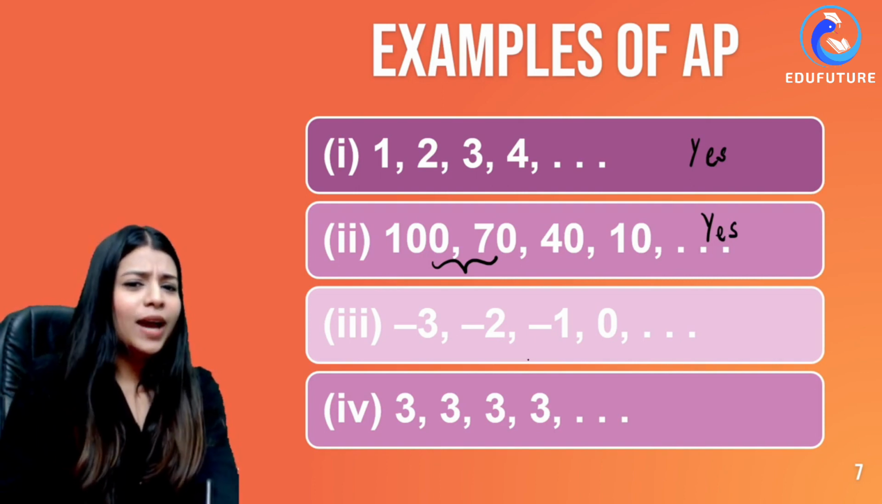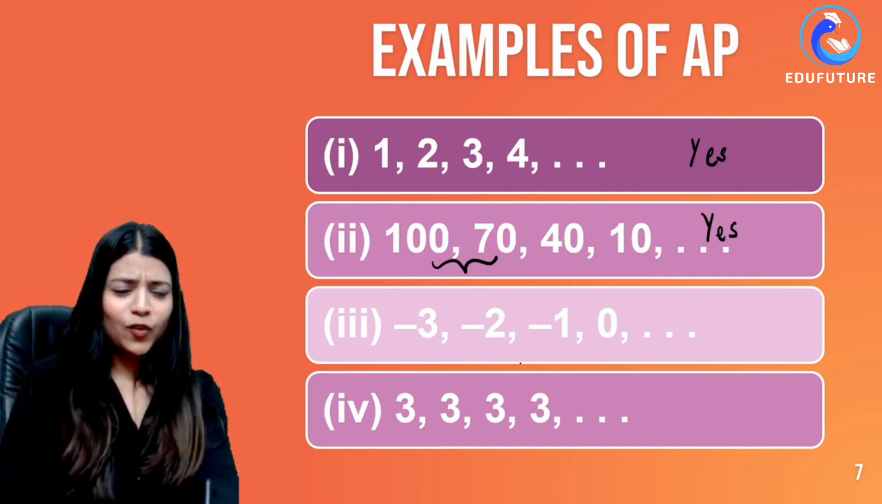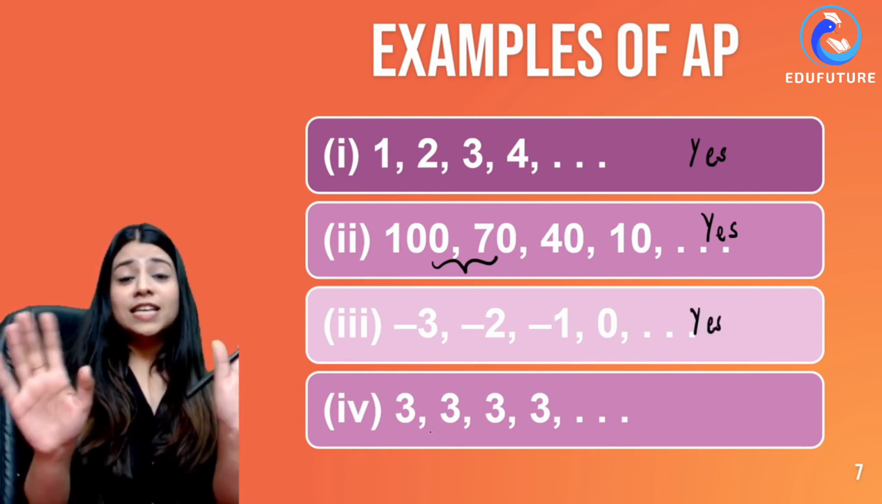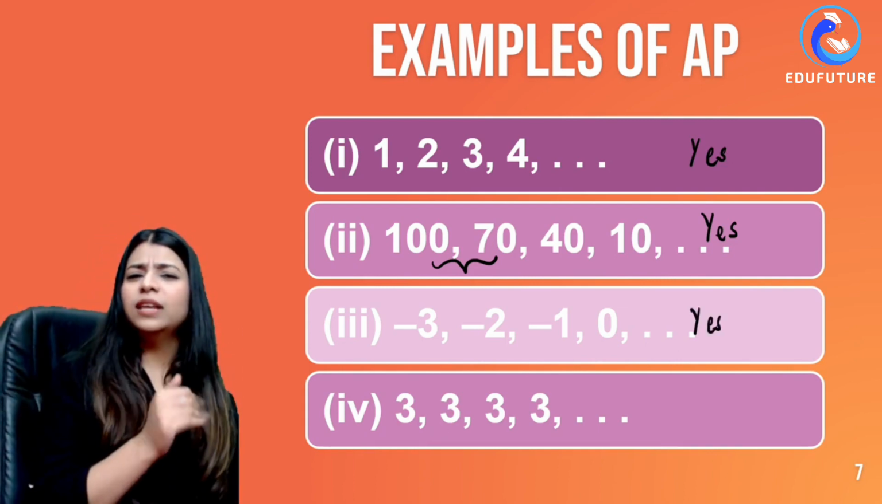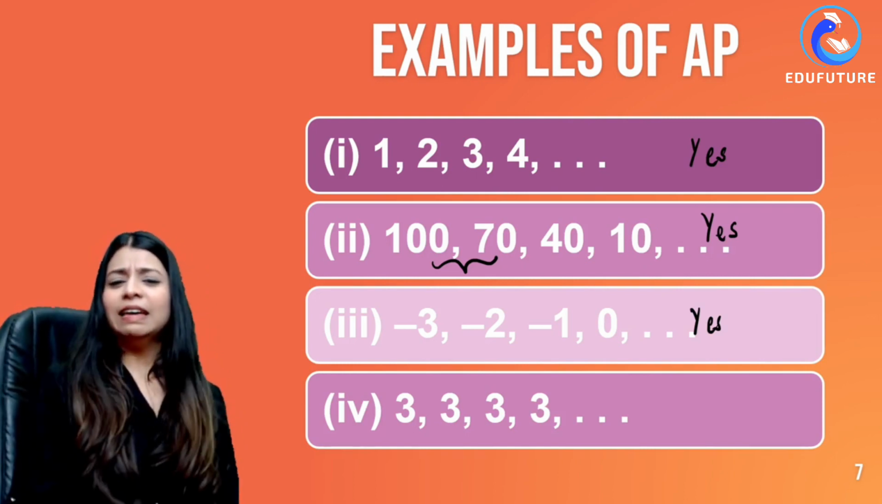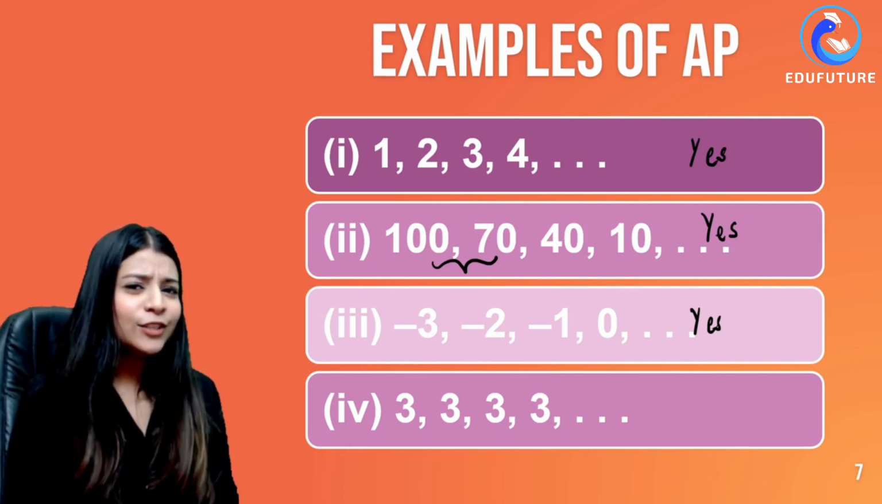-3, -2, -1. The gap is of 1. Yes. So this also forms my AP. And okay, let's see the fourth example. 3, 3, 3, 3, 3. Is this an AP? What do you guys think? I think it should not be, or it should be.